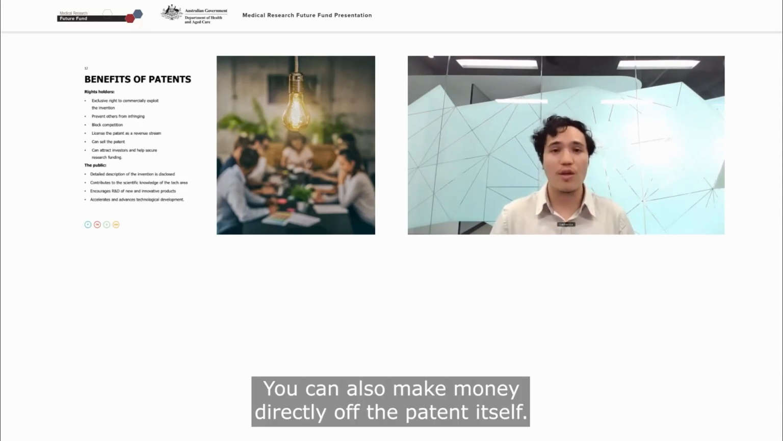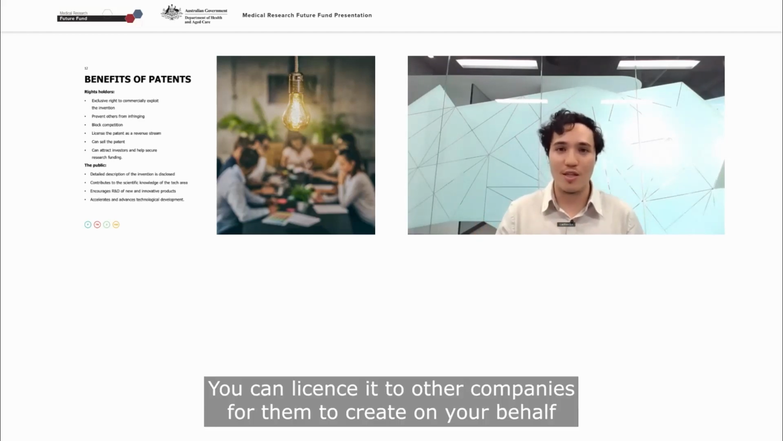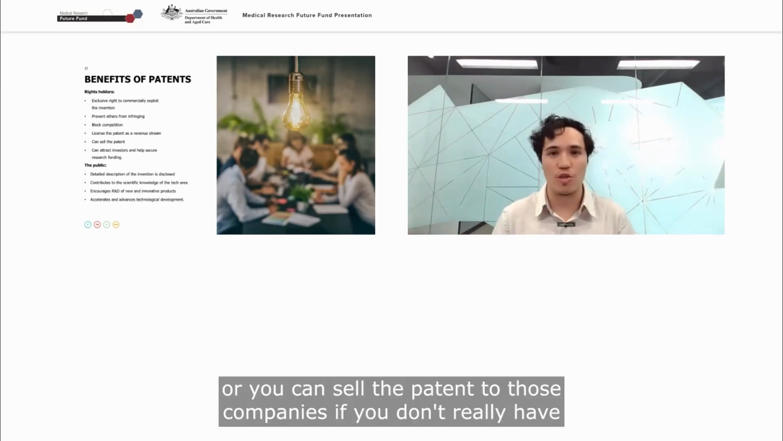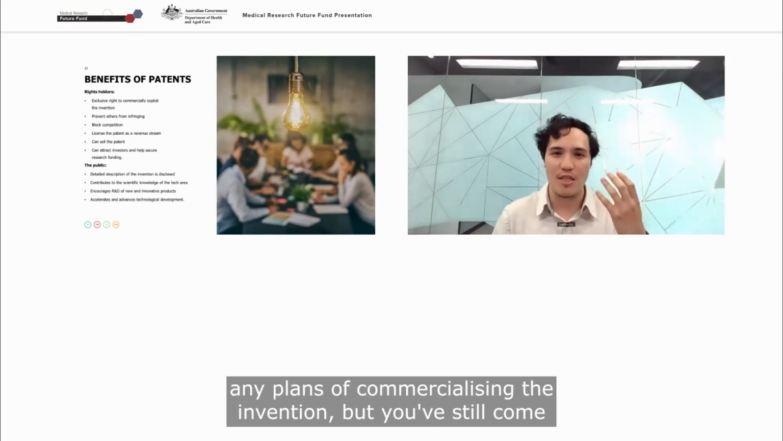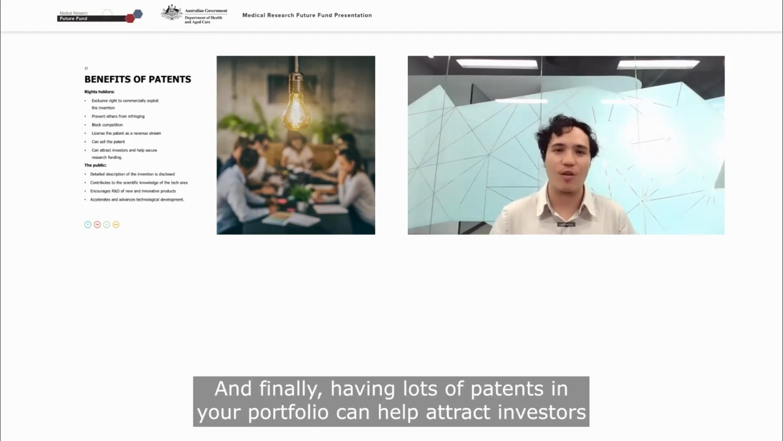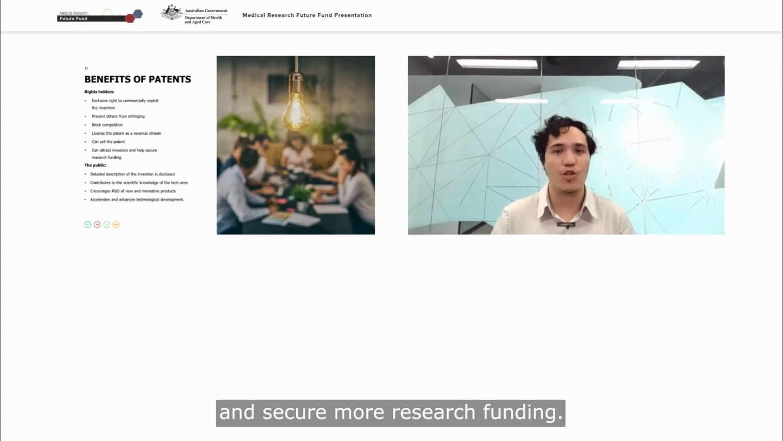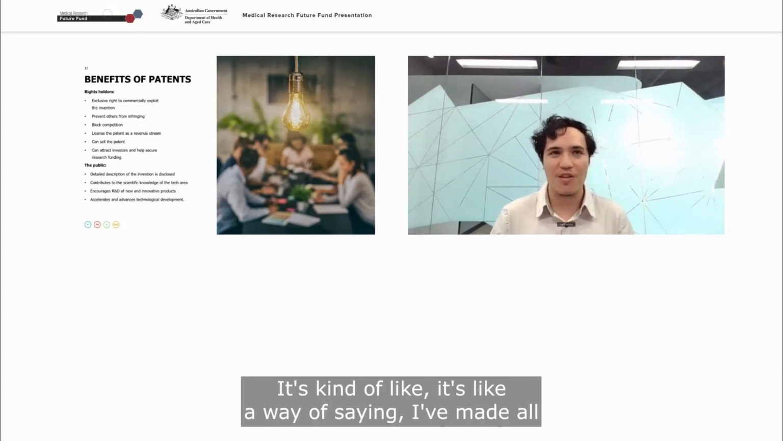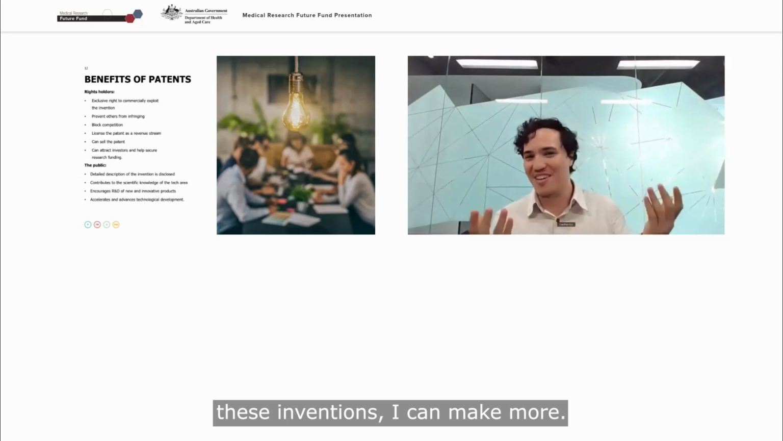You can also make money directly off the patent itself. You can license it to other companies for them to create on your behalf, or you can sell the patent to those companies if you don't really have any plans of commercializing the invention, but you've still come up with it and want to protect it. And finally, having lots of patents in your portfolio can help attract investors and secure more research funding. It's a good way of saying, I've made all these inventions, I can make more.